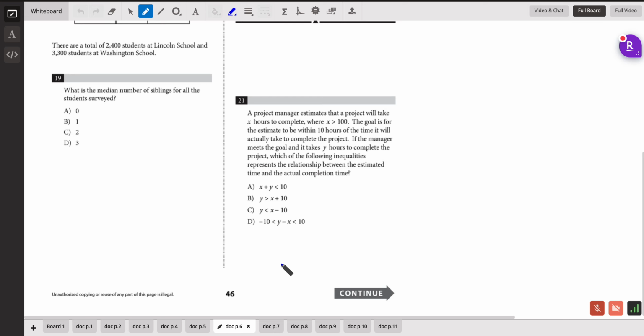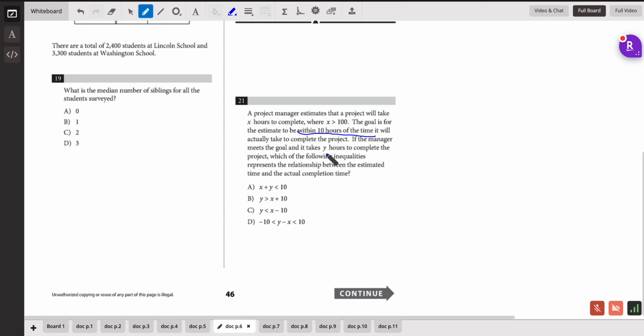A project manager estimates that a project will take X hours to complete, where X is greater than 100. The goal is for the estimate to be within 10 hours of the time it will actually take to complete the project. So it has to be the actual time plus or minus 10 hours. If the manager meets the goal and it takes Y hours to complete the project, which of the following inequalities represents the relationship between the estimated time and the actual completion time?